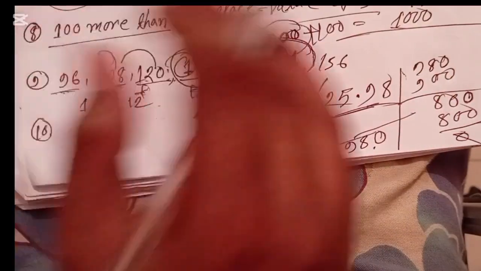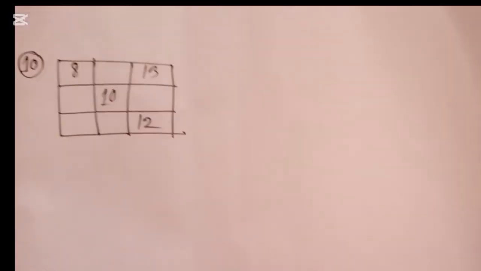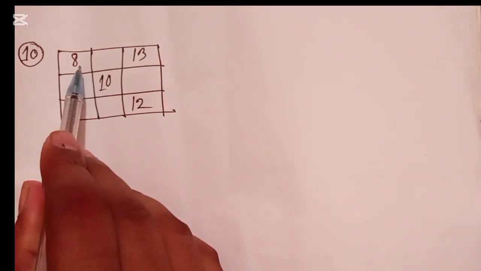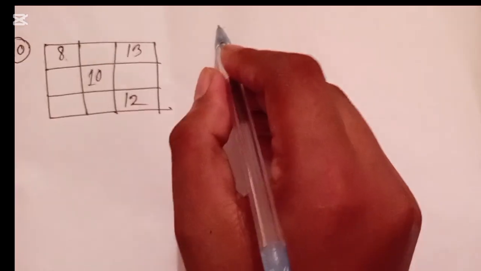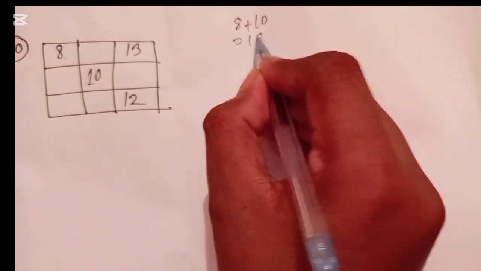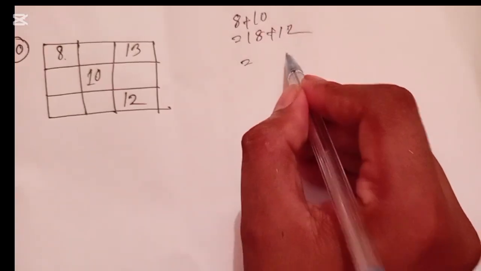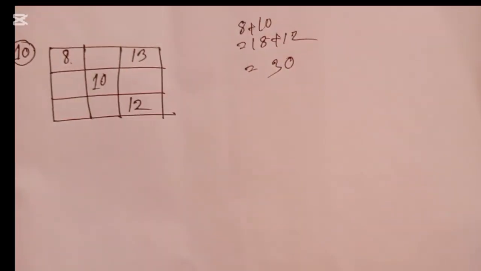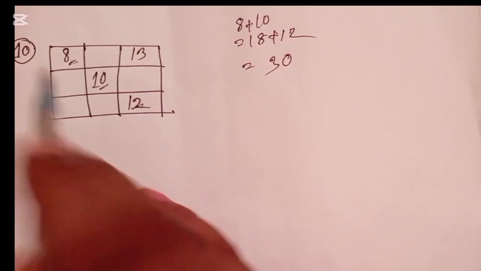Okay, so here are the 9 questions, and number 10 is the final question, the most important and the difficult one. The rule is, if we add 8, 10, 12, how much will it be? 8 plus 10 is 18, plus 12 is 30. So if we add 8, 10, 12, it will be 30.